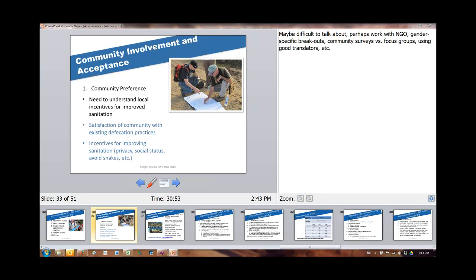Let's talk about the community preference. You need to understand their own incentives for improved sanitation. There's a reason why they asked you to take on this project. And this is something difficult to talk about. Perhaps work with your NGO to find out about gender-specific breakouts that would work best, community surveys, maybe focus groups, maybe going to individual houses. Think about using very good translators, especially if it's Spanish, rather than just kind of holding your own there. It's good to have the best local translators.